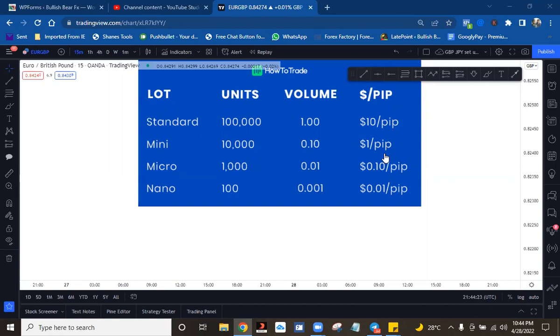I took a trade with 4 mini lot size. Remember, 1 mini lot size is equivalent to $1. All right. I took a trade with 4 mini lot size and my stop loss is on 5 pips. How much am I risking?